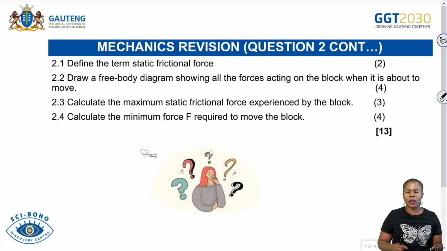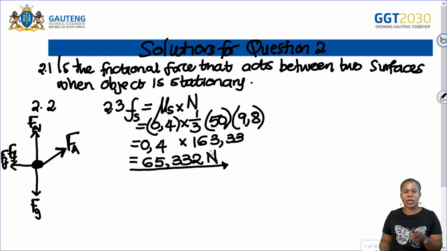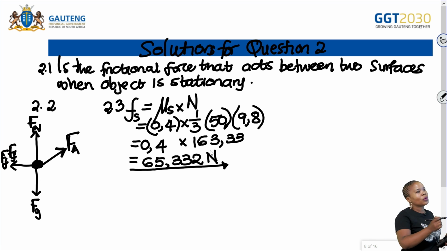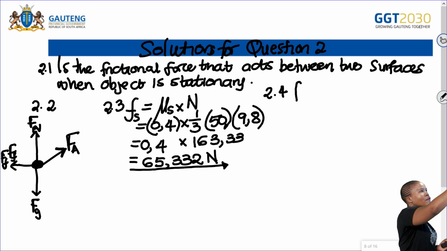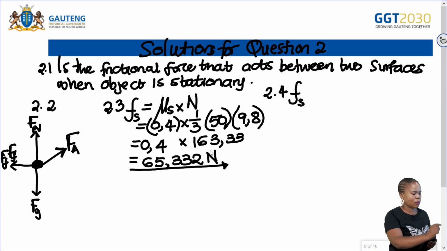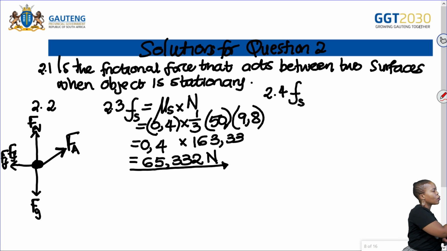Remember, when the object will be moving, it will be moving away on the horizontal. But as it stands right now, my block is stationary, so the amount of force that I should be putting in, I need to be able to equate the two. So what will that tell me? Let's just do 2.4 over here. So our static frictional force is this one, it's just here on the horizontal.